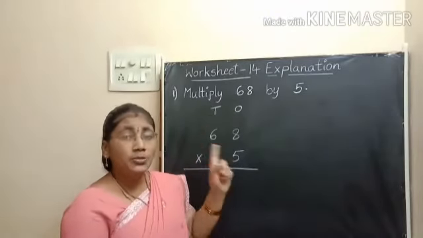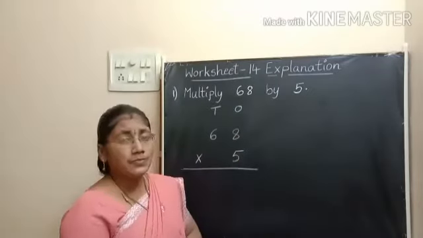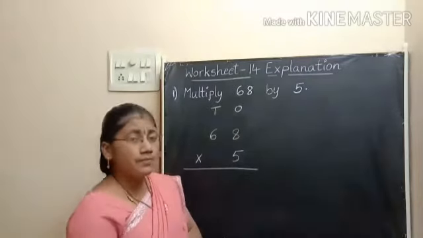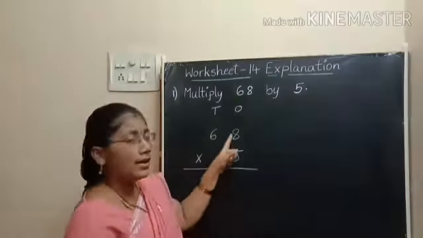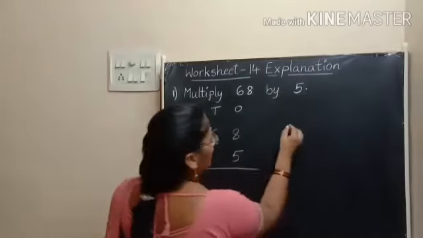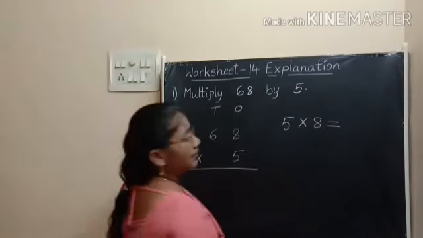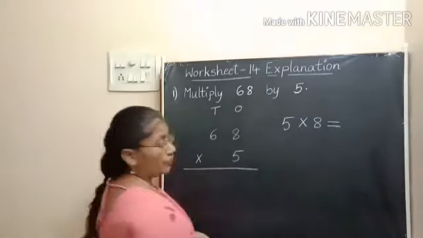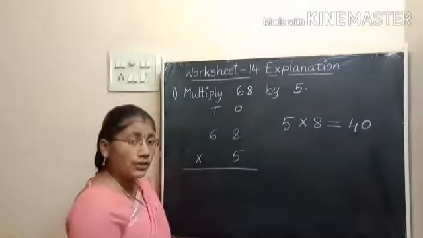And we should multiply starting from the digit in ones place. What is the digit in ones place? 8. So we should multiply 5 and 8. 5 into 8, how much is it? 5 into 8 is equal to 40.